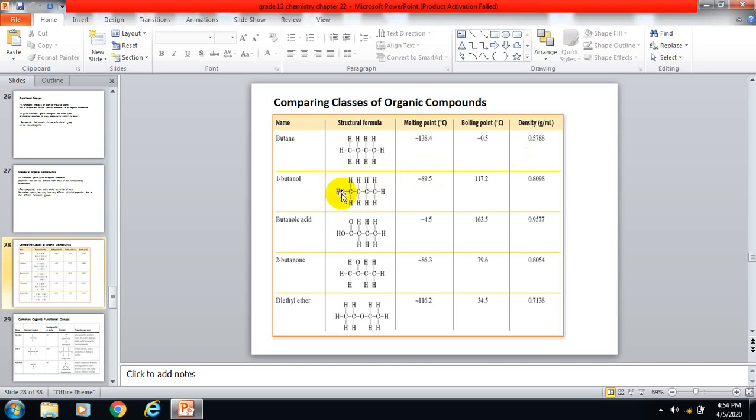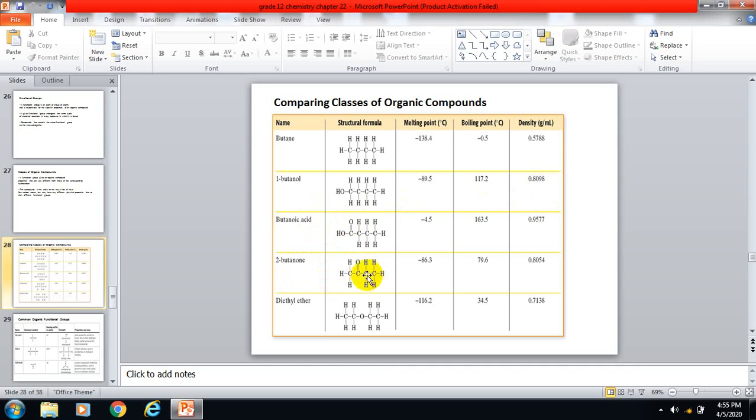This is OH, butanol. Look at the properties, how they are changing now. Minus 89.5 melting point, 117 boiling point, 0.8098 density. Butanoic acid similarly, look at the acid, why? A double bond came here. Butanone, look at the C=O attached here. Look, the rest is all the same.